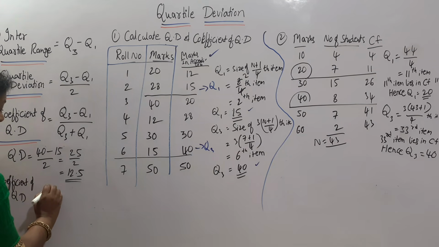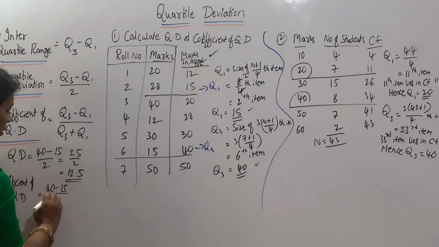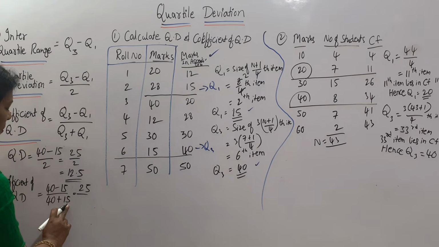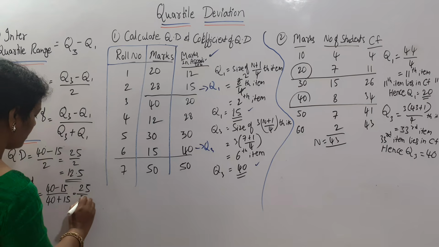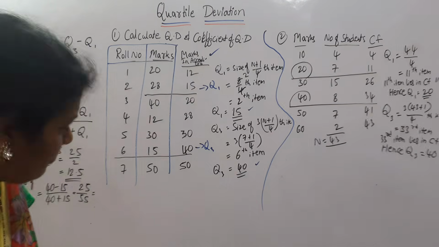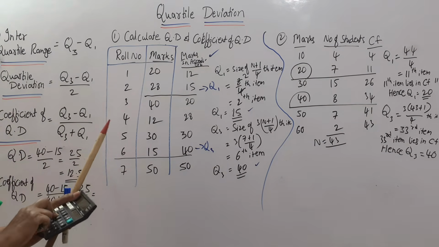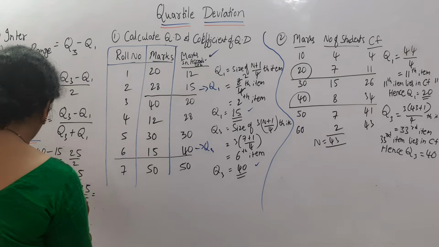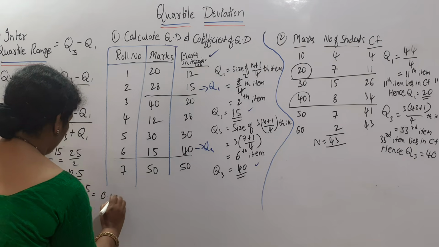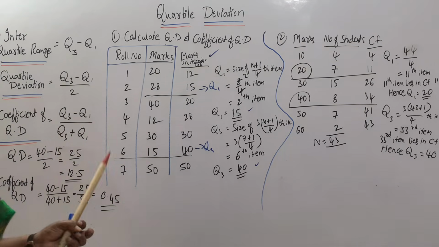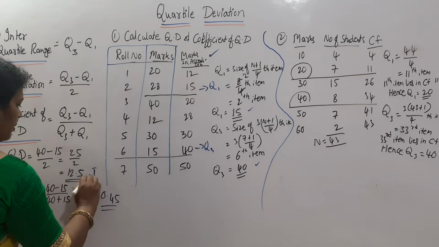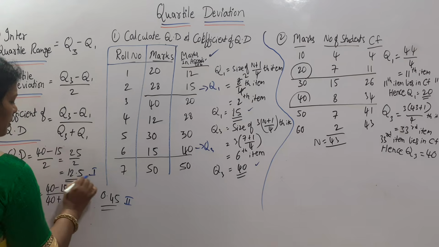For Q3 minus Q1 by Q3 plus Q1, this is the formula, right? So, 40 minus 15 is 25 and 40 plus 15 is 55. If we use the calculator, 25 divided by 55 comes to 0.45. So, you got the answers like this. So, this is quartile deviation and coefficient of quartile deviation. Am I clear?